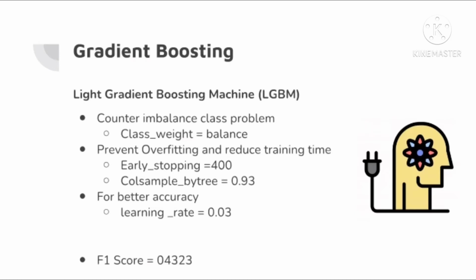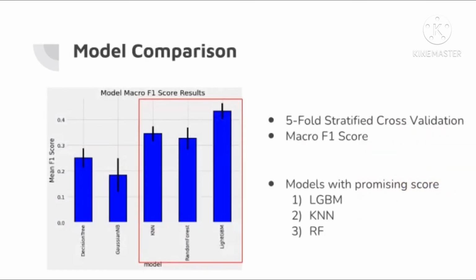We used 400 early stopping rounds to stop training once the validation score does not improve, and 0.93 column sample to randomly select a 93% subset of features for each iteration, which helps to prevent overfitting and reduce training time. To achieve better accuracy, we decreased the learning rate to 0.03. Finally, to compare the performance of these models, we used 5-fold stratified cross-validation.